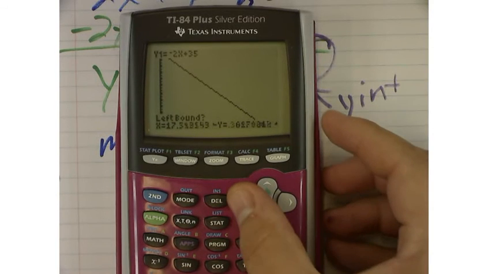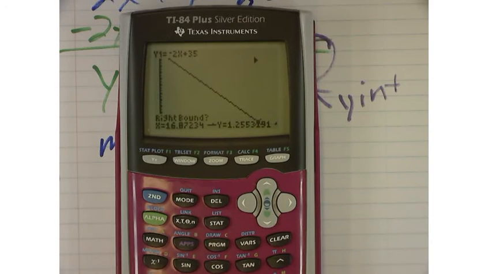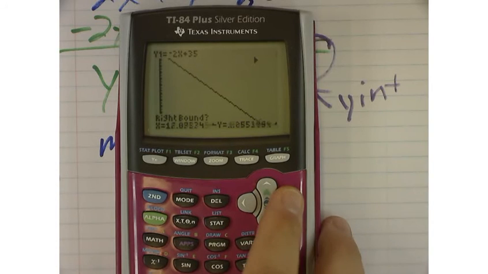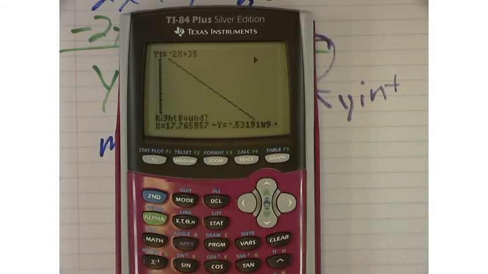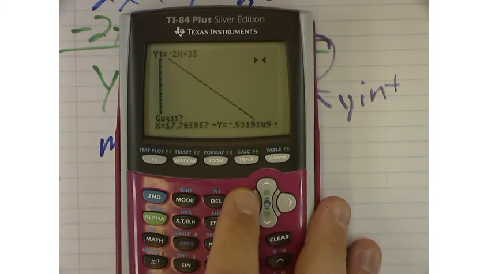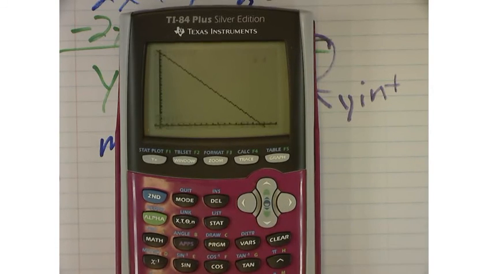It's kind of hard to see because we got our window so tight. So I'm going to go right there, and I'm going to hit enter. Now it's going to ask for the right boundary, so I'm going to go a little bit to the right and hit enter, and then it's going to ask me to guess, and I'm going to hit enter. Crosses at 17.5. And that is why they call me the wizard.